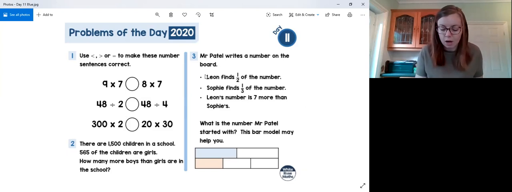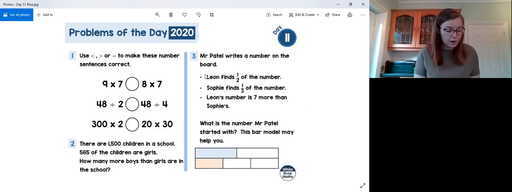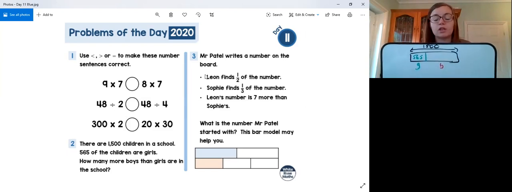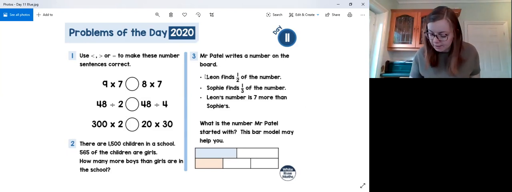Let's think about our whole bar being the school. And we know how many students there are in total. There are 1,500 students in the school. We know that 565 of them are girls, but we need to work out how many are boys. And we know that we are doing a subtraction. Okay, now we can write this out as a column subtraction.